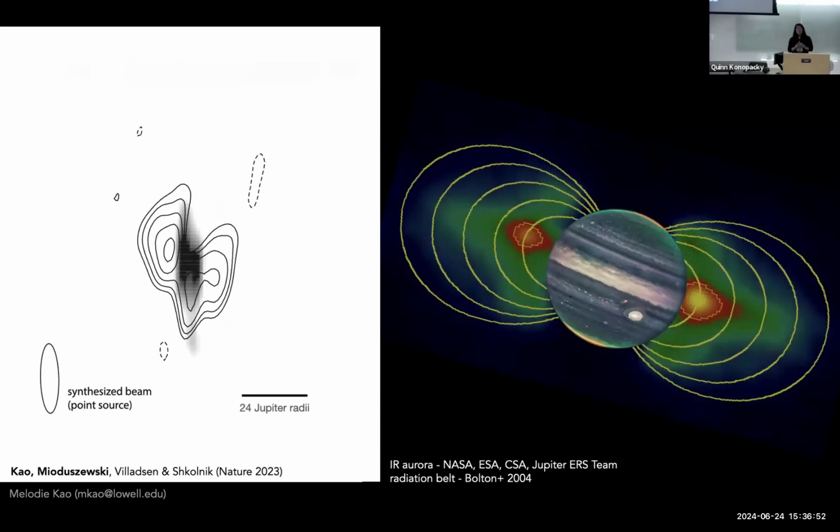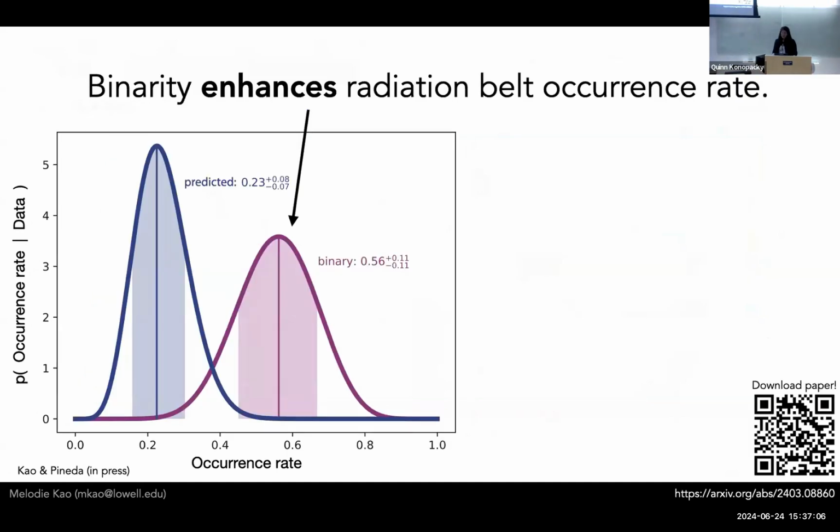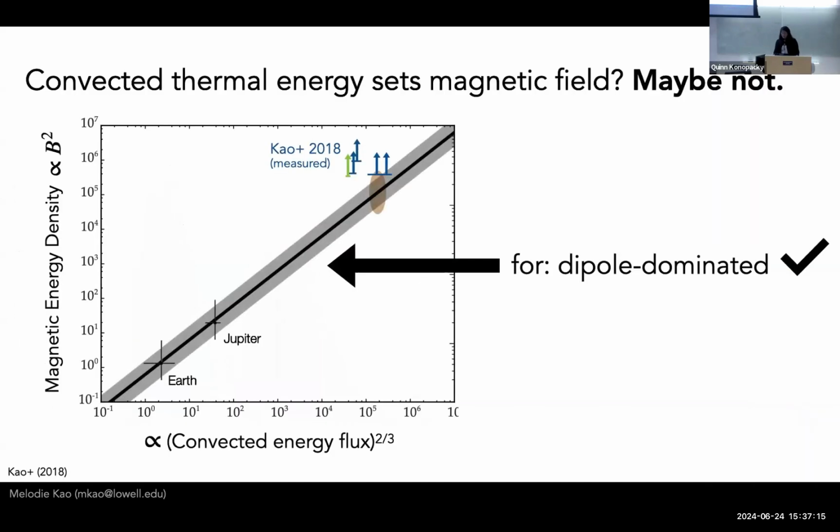But essentially together, what we think we're seeing is the first example of a radiation belt outside of the solar system. Not only that, but it seems like 30% of brown dwarfs, at least, may have radiation belts. And in addition, binarity seems to enhance the occurrence rate of radiation belts in these low mass objects. That tells us that not only is convected energy flux not enough to explain their strong magnetic fields, but also their magnetic topologies cannot explain it.